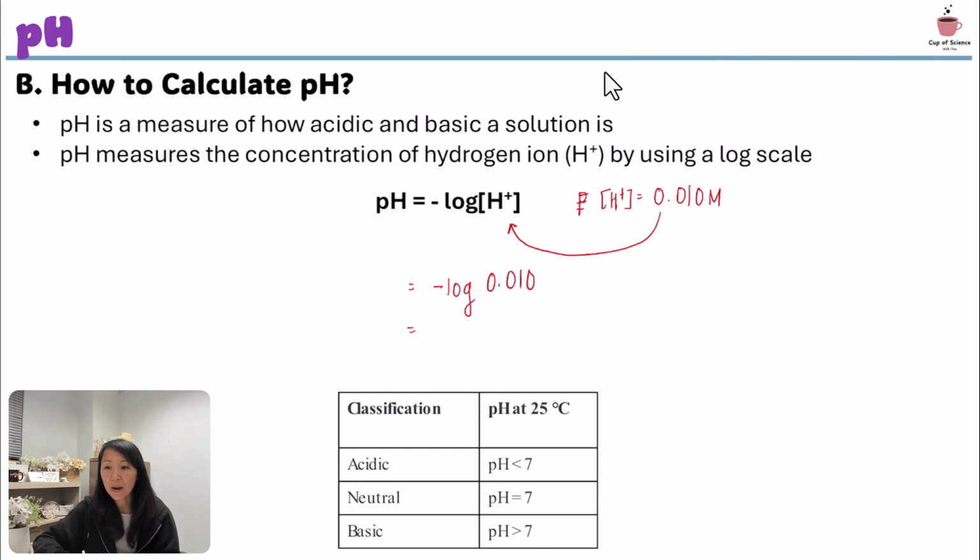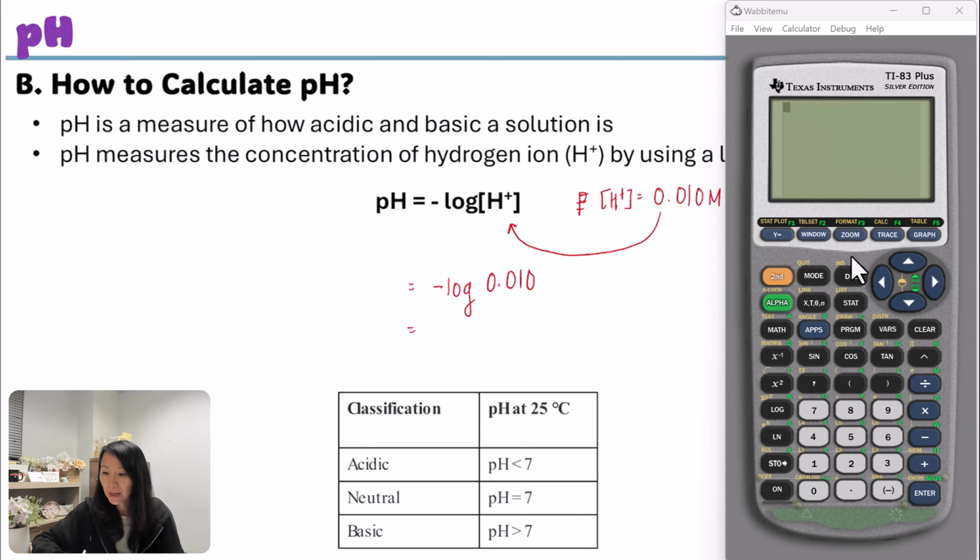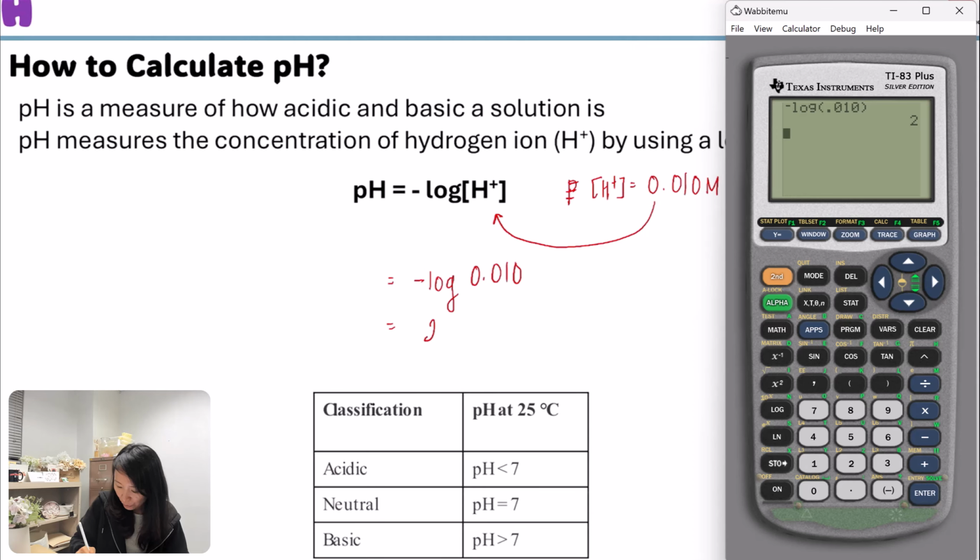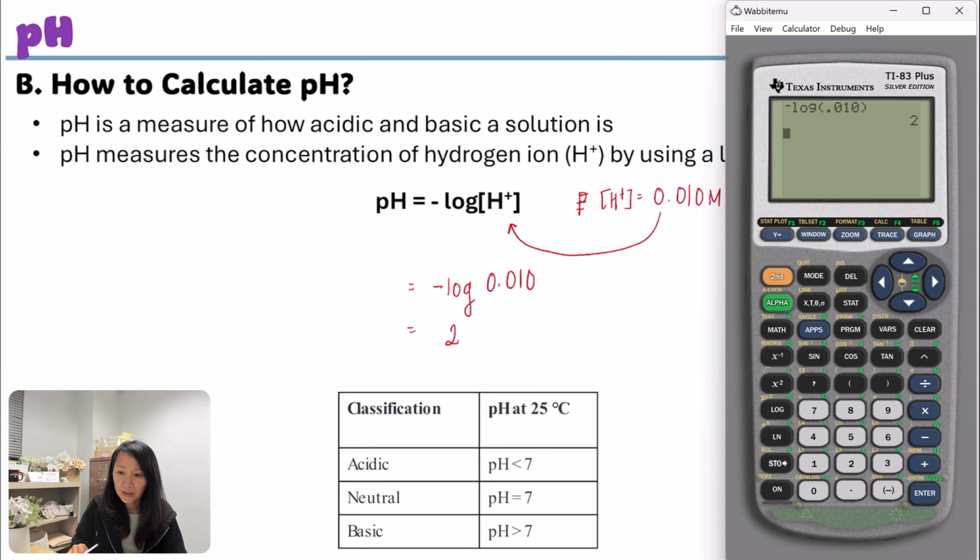So let's pull out our calculator. We have our negative, and you press log. The log button is right here. It's log of 0.010, and then close the parentheses and hit enter. And you get 2. So the pH is 2.